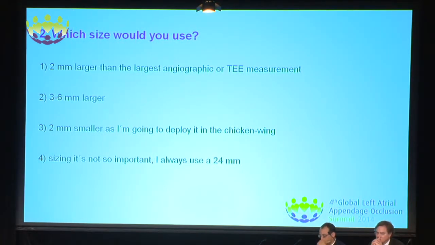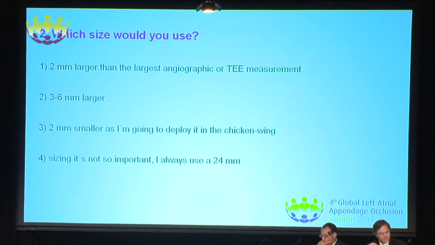In a case like this, which size would you use of the device, an ACP device? 2 millimeters larger than the largest angiographic OT measurement, 3 to 6 millimeters larger, 2 millimeters smaller as I'm going to deploy it in the chicken wing. Sizing is not so important, I always use a 24.